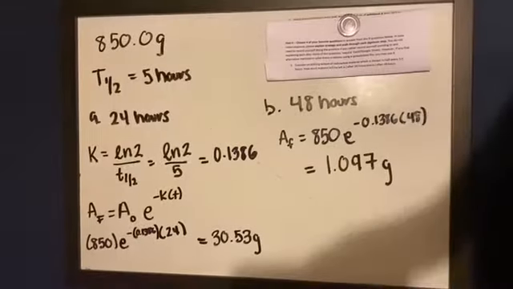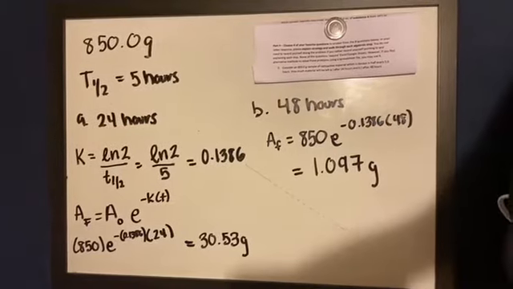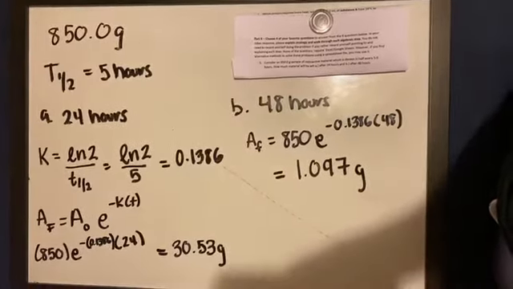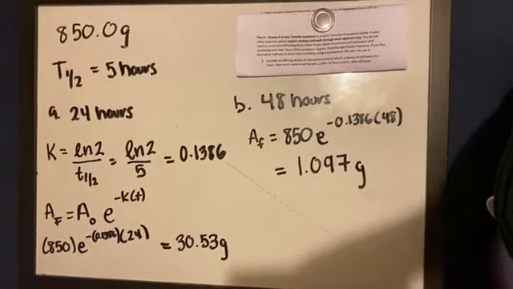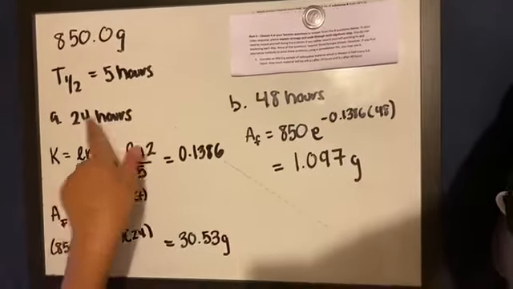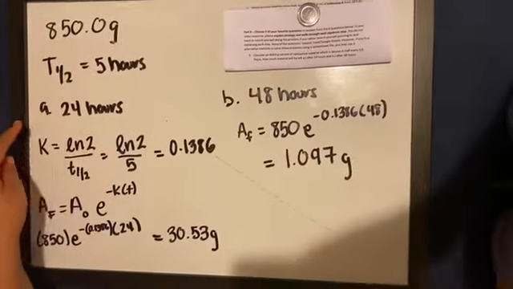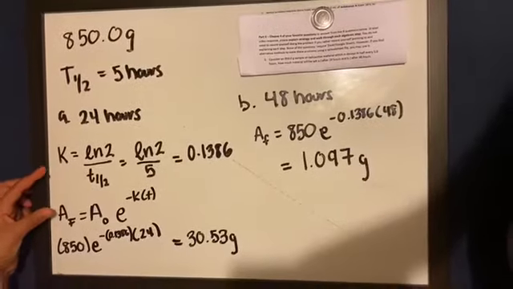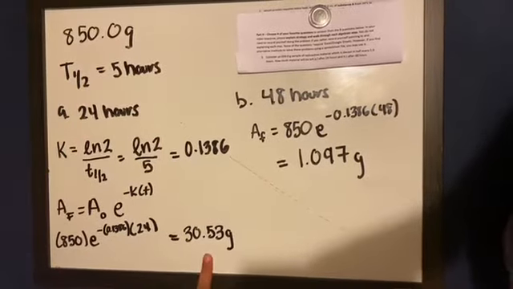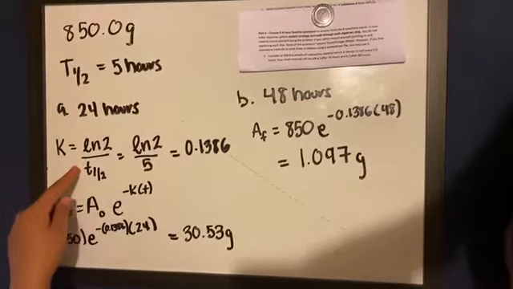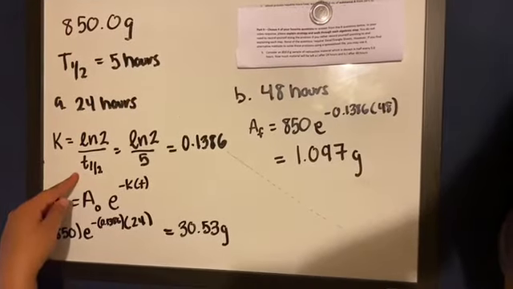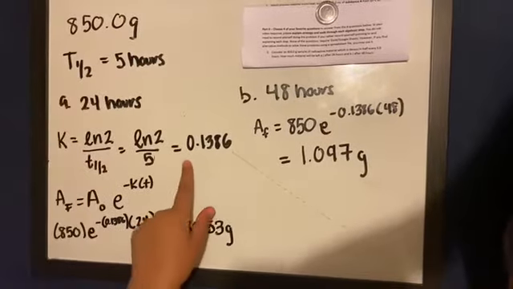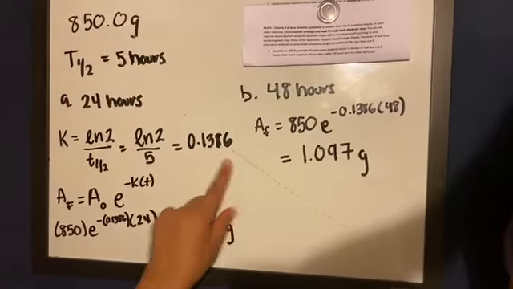So for question 5, you are trying to figure out how much would be left from a sample of 850 grams of radioactive material with a half-life of 5 hours after 24 hours and 48 hours. So we're doing A first, 24 hours. You have to figure out K and use these two equations to figure out what would be left. So to figure out K, you do ln 2 over the half-life, which is ln 2 over 5, knowing that the half-life is 5 hours. And you get 0.1386 to be your K.